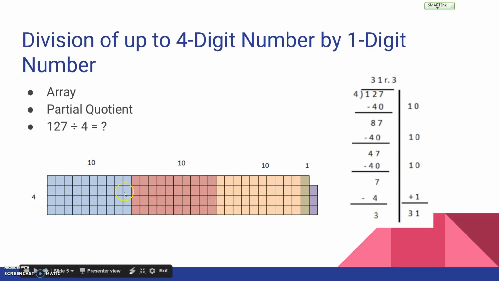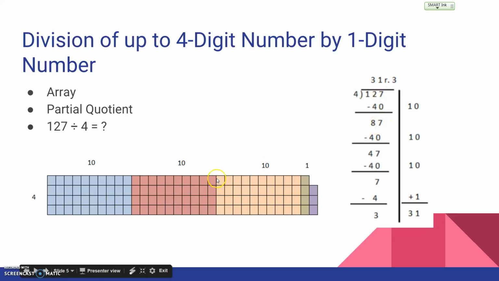So now instead of recording it in the boxes, we're coming over here and recording it a different way. I have 4 as the divisor. I'm making groups of 4. I have 127 to start with. I decided I could make 10 groups of 4, and that used up 40. So I can see it visually over here, and I'm recording it over here. So when I use that 40, now I have 87 left.